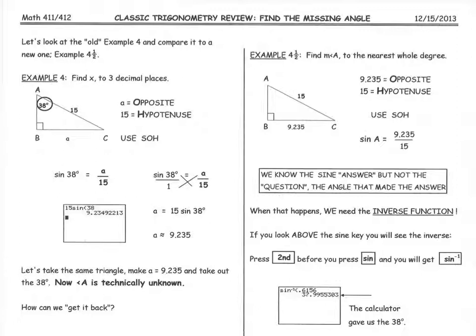But why don't you try it yourself? Type into your calculator second cosine, and then 9.235 divided by 15, and see if you get 52 degrees. You can find any missing angle as long as you use the correct ratio name and use second with the correct ratio name. I hope that helps.